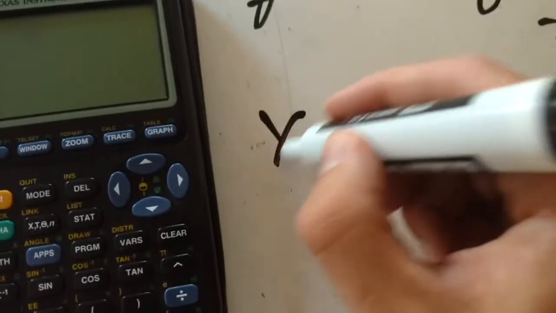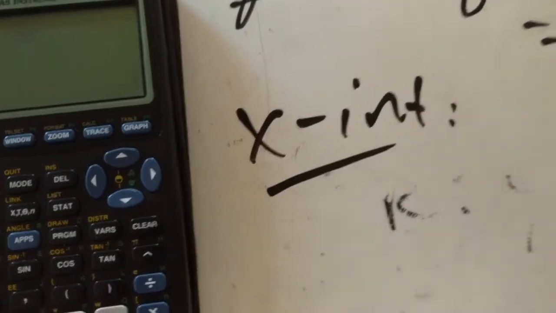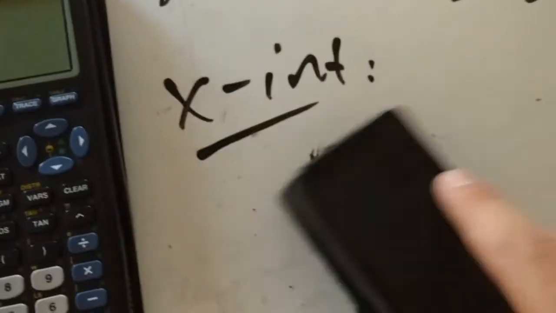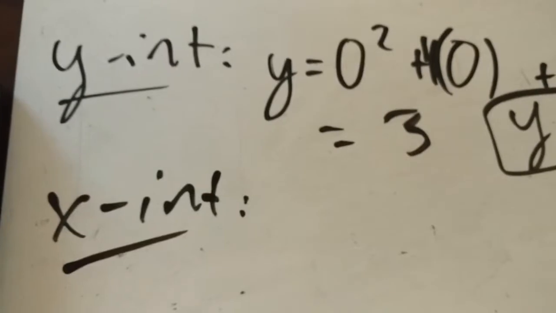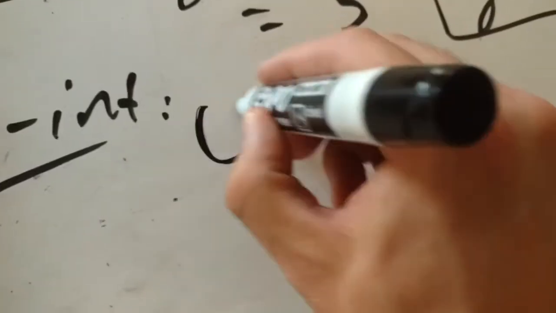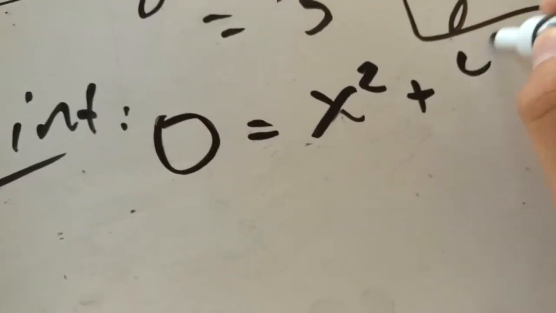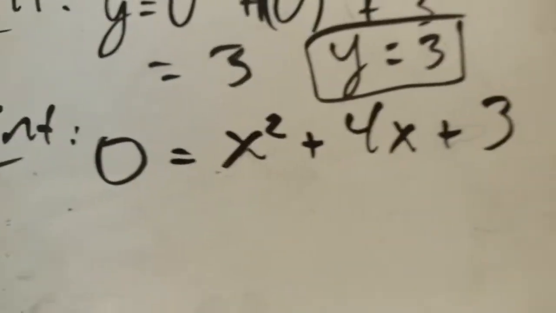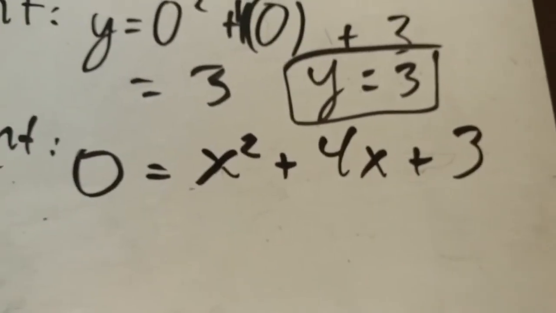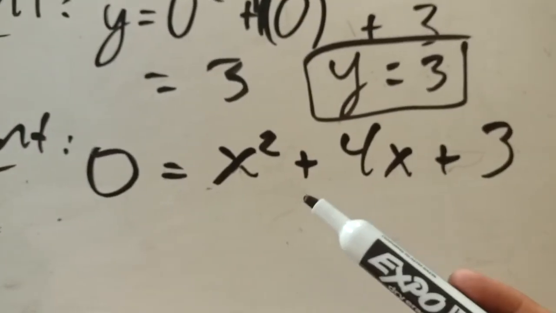As for our x-intercepts, this is where it's a little bit trickier. You have to set y equal to 0 and then solve for x. So we're going to have 0 equals x squared plus 4x plus 3. We should be able to identify at this point, though, in order to find where this is 0, we're going to have to factor this.